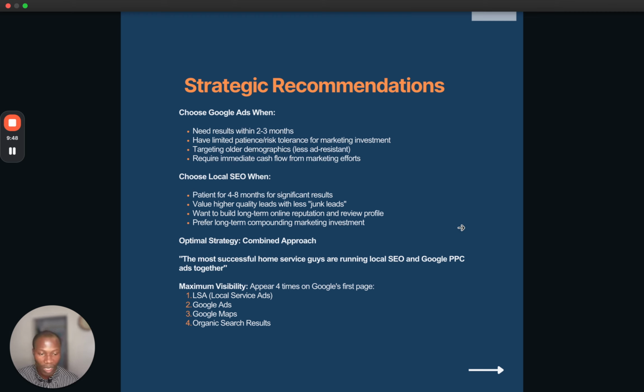Then you can choose local SEO when you're patient for 4 to 8 months for significant results. Value higher quality leads with less junk leads. Want to build long-term online reputation and reviews. Prefer long-term compounding marketing investment. So the optimal strategy is both of them combined. You need to have a mix of both.